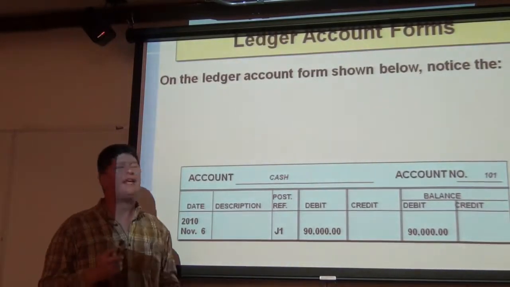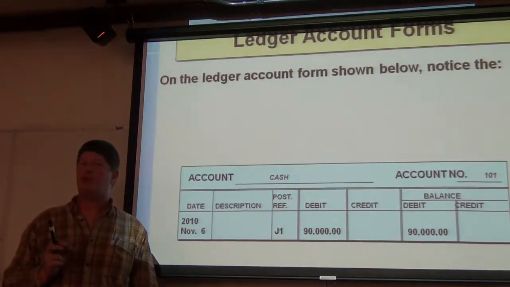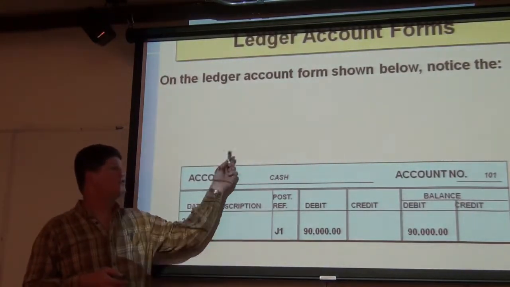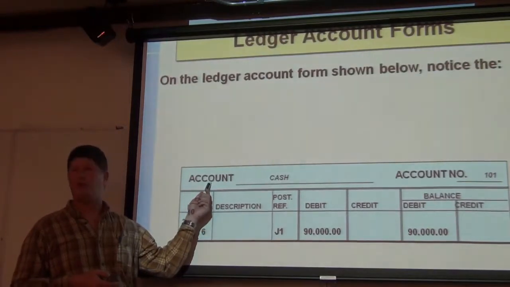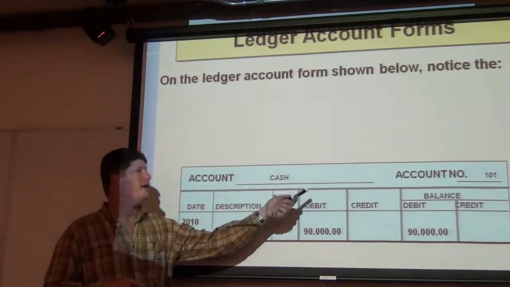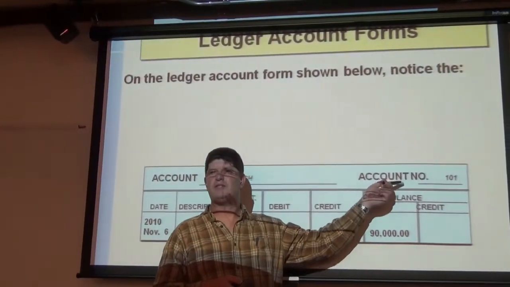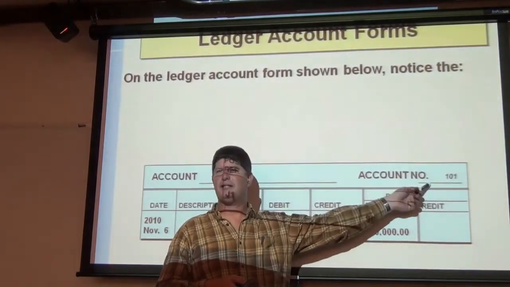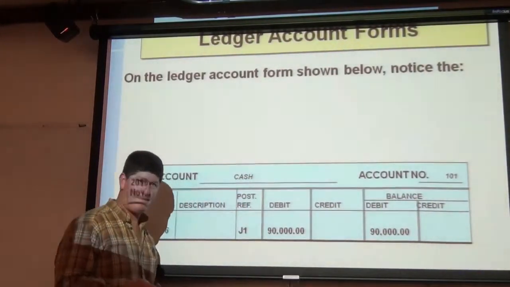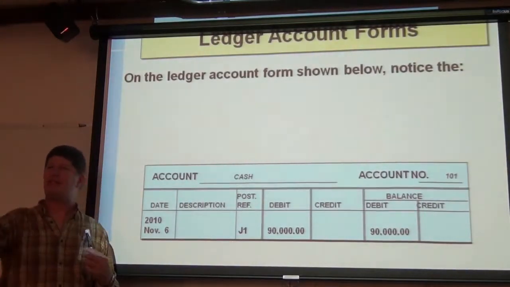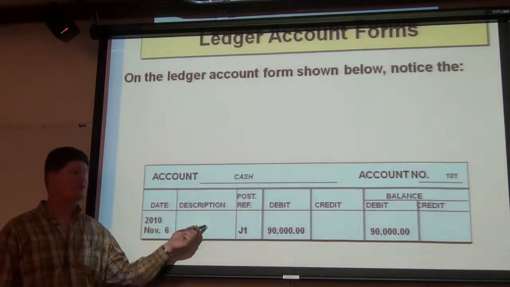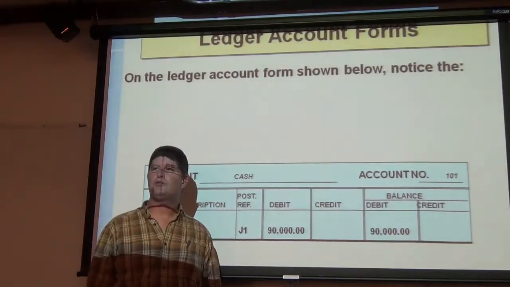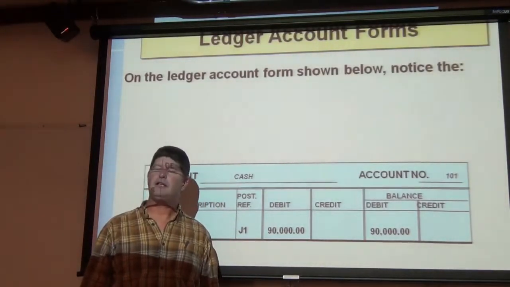So a general ledger account looks a lot like the general journal with some minor differences. Instead of saying general journal across the top, it says account and the name of the account. And then remember when we talked about chart of accounts, each account gets a number. So the number goes over in this corner. It doesn't have a page number like the other one, but it just has the account number. Okay? Then, some pretty standard things. Date, description, posting reference, debit, credit. So far it looks just like the general journal, doesn't it? They're identical.